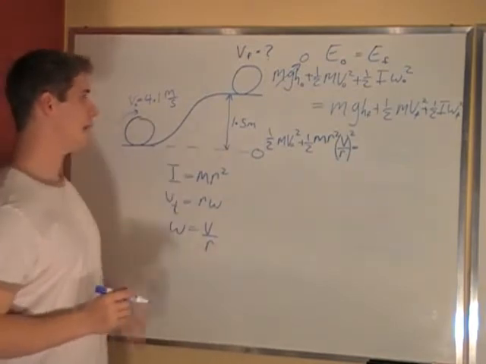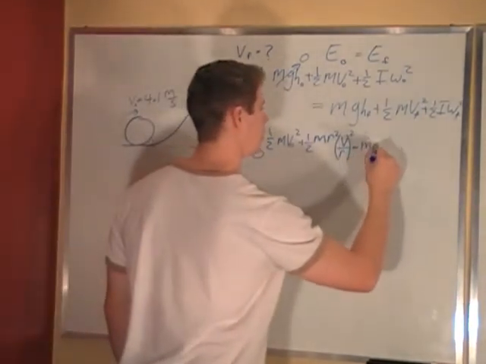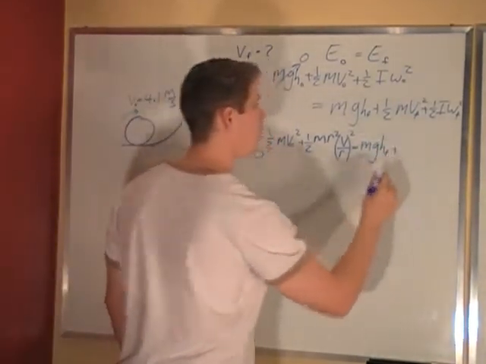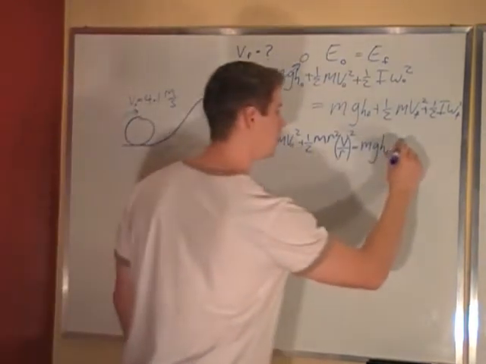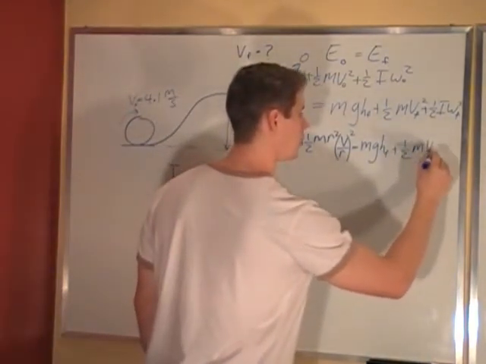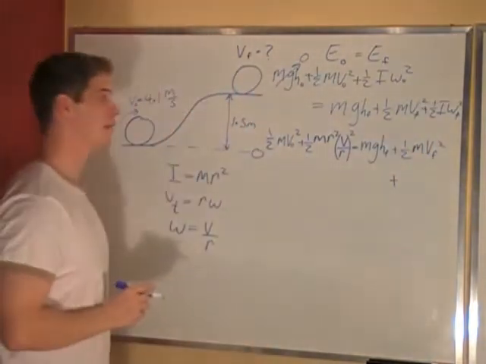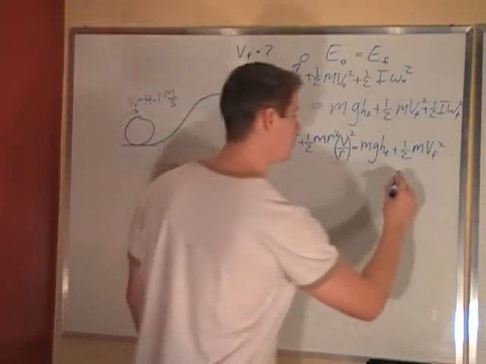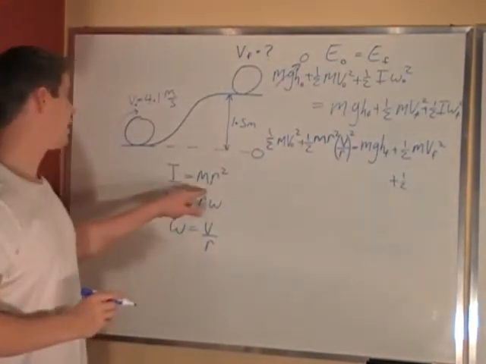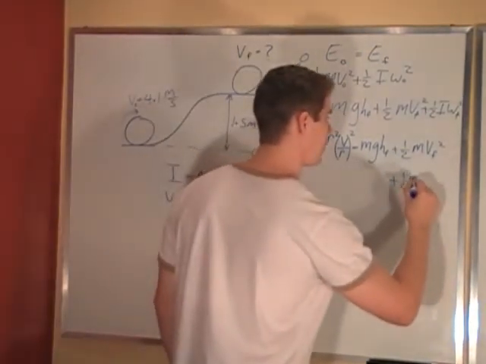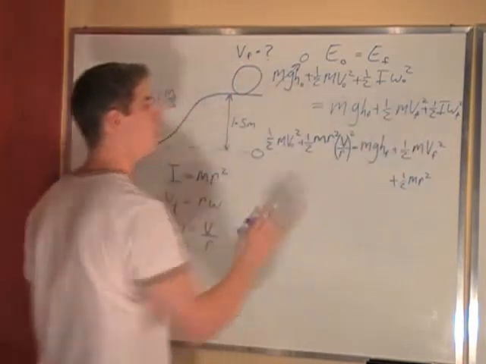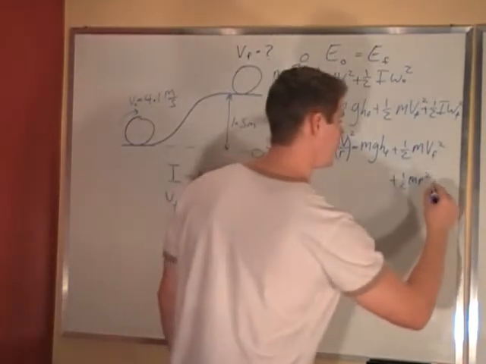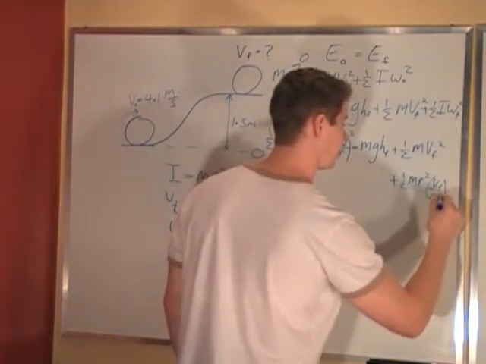That equals mgh, our final height, which we know is 1.5, plus 1/2 mv final squared, plus our last term, 1/2 I omega final squared. Same thing as before. We can plug in for I, we can plug in for omega. 1/2 I, again, is mr squared. Omega final is v over r. This is a different v this time. This is final v. Vf over r squared.